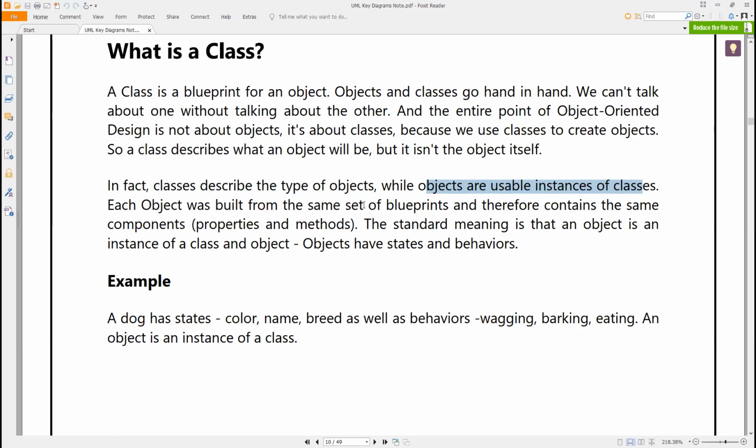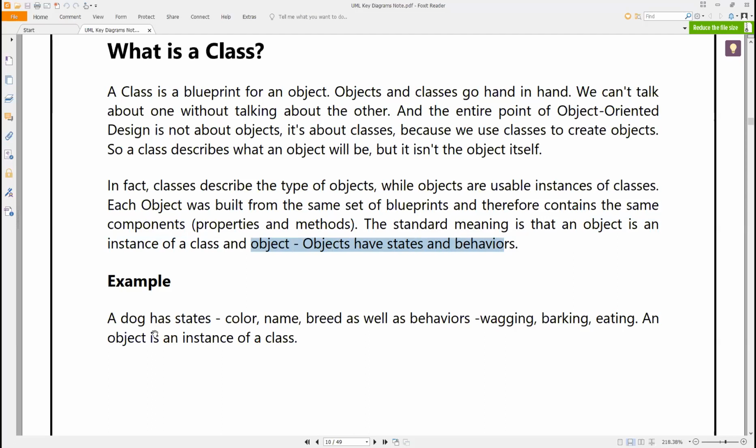So those are very important keywords. Each object will have the same set of blueprints, and therefore contains the same components. They have the same properties, the same methods. The standard meaning is that an object is an instance of a class. An object has states and behavior. Of course, we talk about the state when you look at the parameters, the properties, and the methods. Those will explain the behavior of the class.